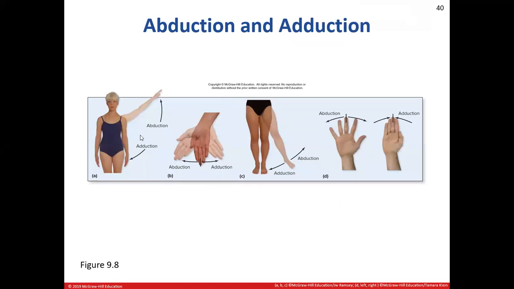Take a look at abduction and adduction. Abduction is moving this arm away from your body. Adduction is moving it towards your body. Same thing here with the wrist. Abduction is moving it away from the body. Adduction is moving it toward the body. Same thing with the leg and the hip. And then you can also see here with the fingers. You basically start right here with the middle finger. Abduction, we actually are moving it away from the midline of the actual palm. Adduction is now moving them back together.